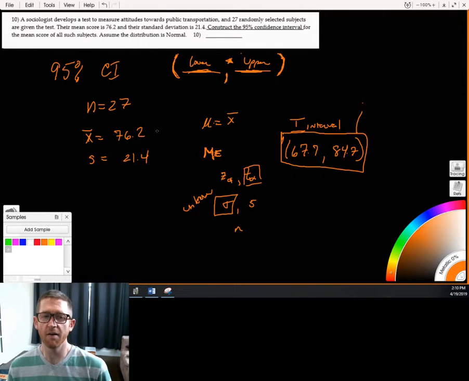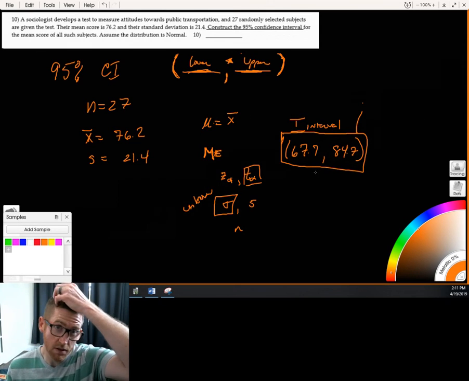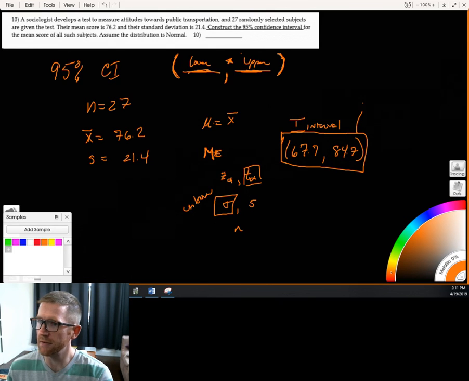What does that mean? That means that we're 95% confident that the true mean score of all attitudes toward public transportation would be somewhere between 67.7 and 84.7. That means out of 100 random samples of the same size, we would expect 95 of them to have the mean in between these two numbers, and 5 of them to not have the mean in between those two numbers. So it's pretty confident that the mean is somewhere in between these two. All right, that's confidence intervals.